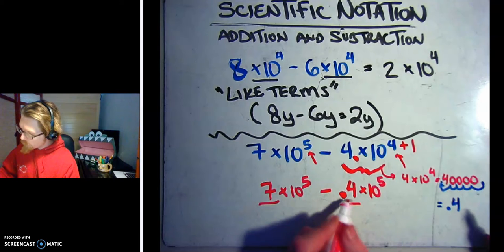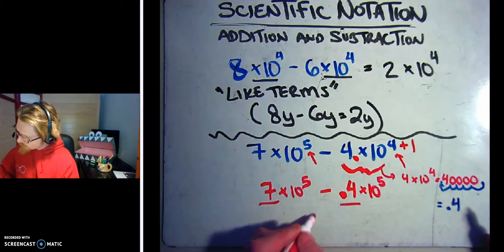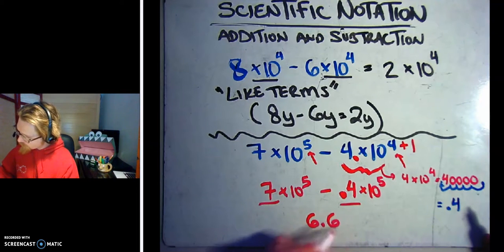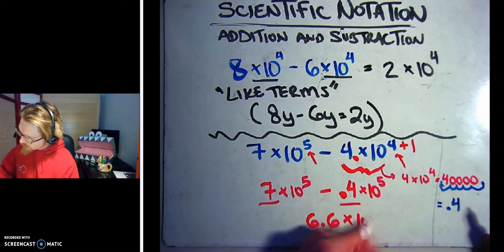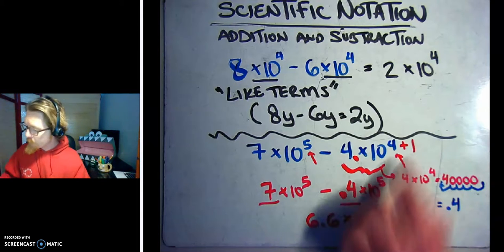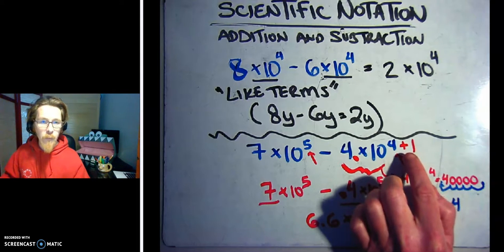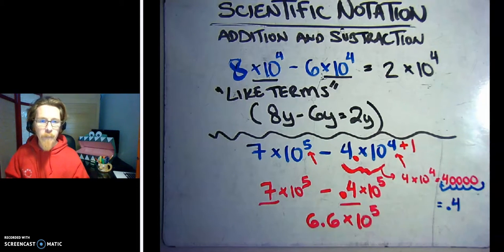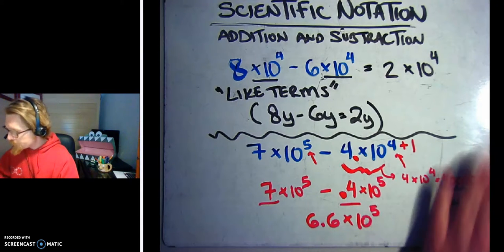7 take away 0.4 is going to be 6.6, and then times 10 to the fifth. So the trick here is to make sure that your powers are the same, and when not, we have to add or subtract some exponents and we have to compensate. Let's take a look at one more example.